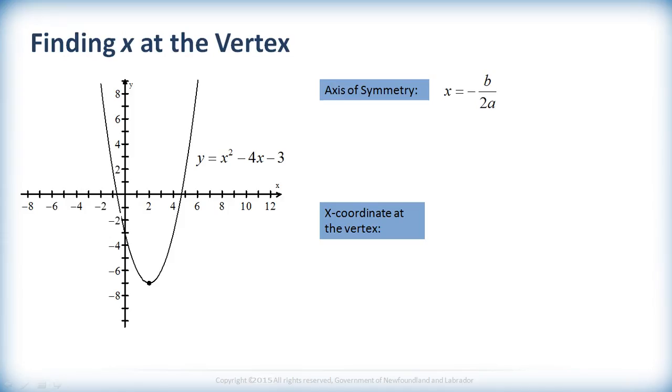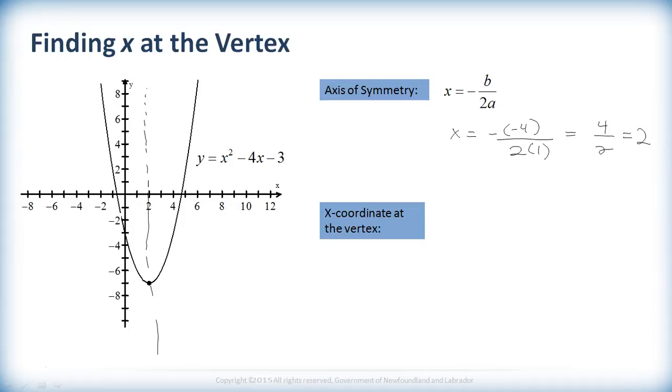If I remember that my axis of symmetry is x equals -b over 2a, let's try this example right here. I'm hoping that if I try that formula, it should tell me my axis of symmetry is at x equals 2, right down the middle here. Let's see what happens. We have x equals -b, which is the negative of -4, over 2 times a, which in this case is 1. So on the top I have +4 divided by 2, which is +2.